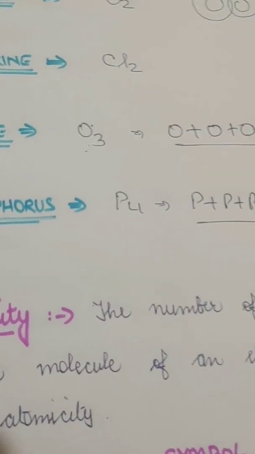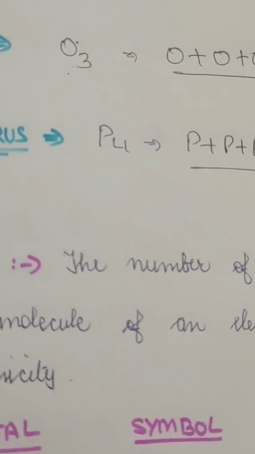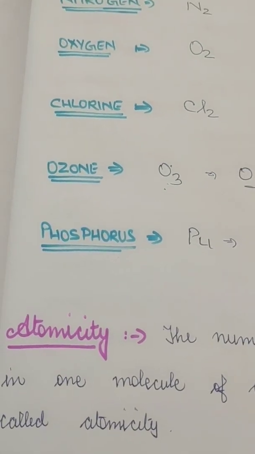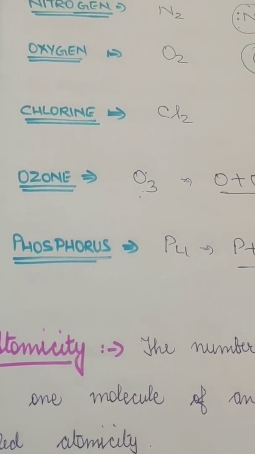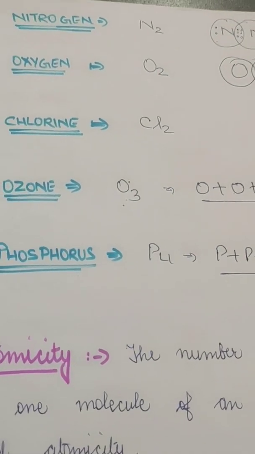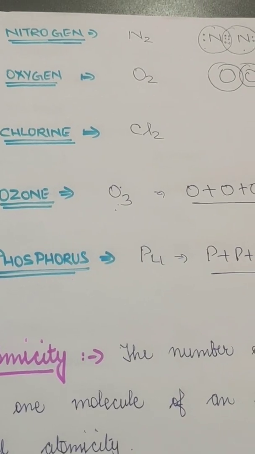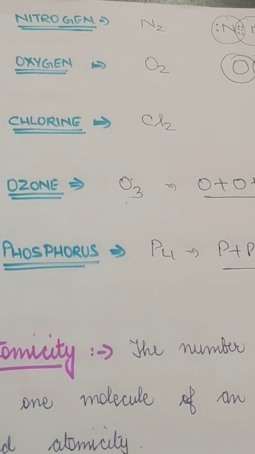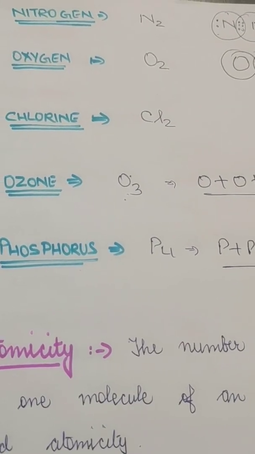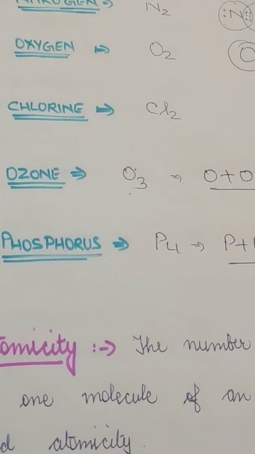Okay, so these are the molecules of an element which exist. Why are we saying molecules of an element? Because here we can see they are molecules. The basic difference between an atom and a molecule is that an atom is a single particle, and when two or more atoms combine, they form a molecule. So this is a molecule of an element.